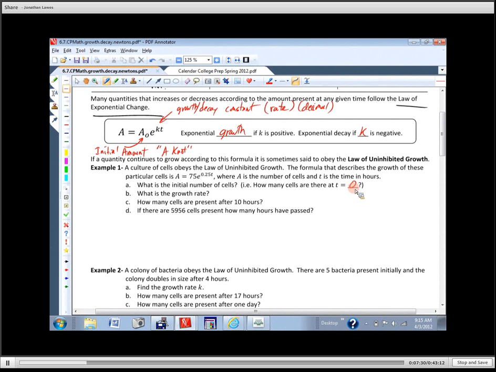Well, there are a couple ways to figure this out. You'll notice that this little formula right here, this law of exponential change, we said that number in front of the exponential function is the initial amount. Well, let's check and see. So you'd guess that the answer is 75. Let's just check and make sure. What is the amount at time 0? So this would be 75 e to the 0.25 times 0. 0.25 times 0 is 0. e to the 0 is 1. And 1 times 75 is 75. So the answer is 75 cells.